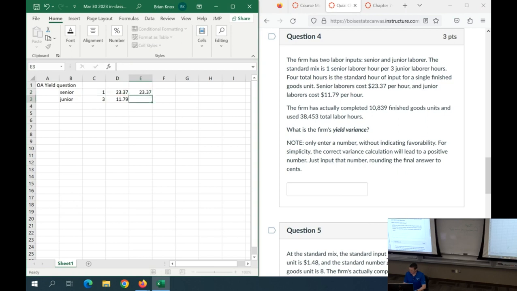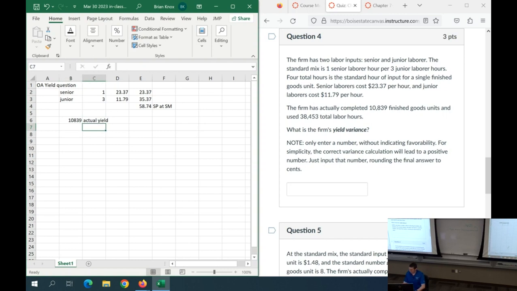So we can multiply those across. So for every finished goods unit, we're incurring $23.37 of senior laborer time, and $35.37 of junior laborer time. So the sum of that per finished goods unit is going to be our standard price at standard mix. Great, that's one of the variables. And the question gives us the second variable, that's our actual yield.